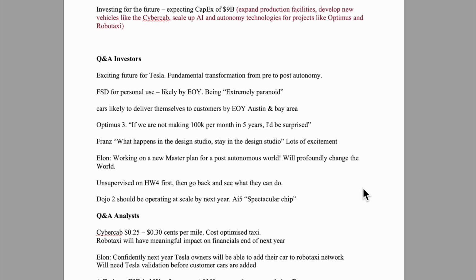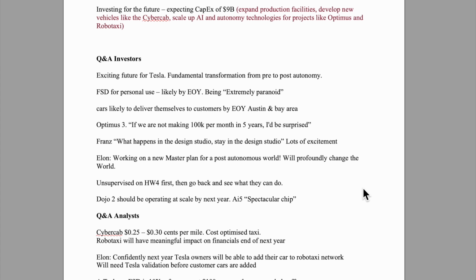When asked about Optimus, "If we are not making 100,000 per month in 5 years, I'd be surprised." Of course, Tesla are putting everything in place, the manufacturing capabilities to build millions of Optimus robots. So they see exactly what they are planning and mapping out for the future of Tesla.